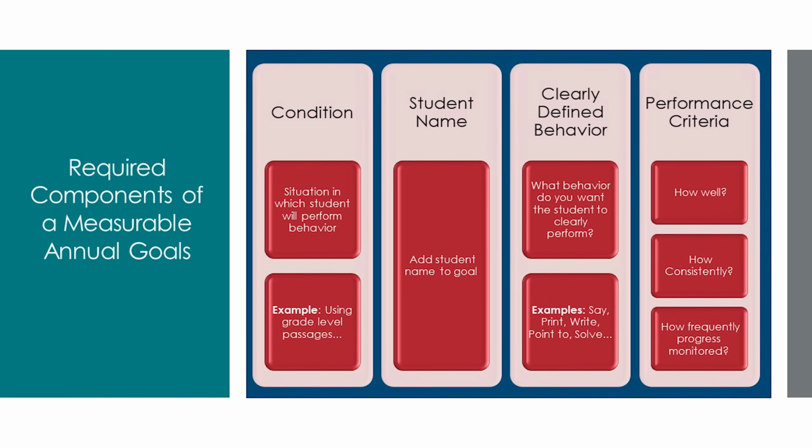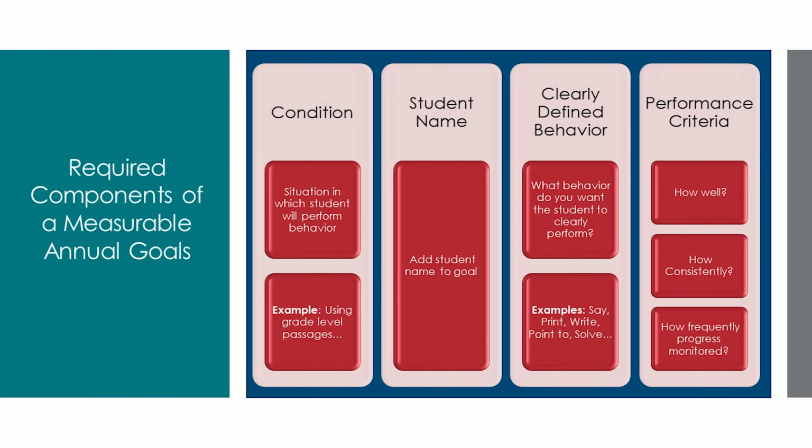Component 2 is the student name. This component is as straightforward as it gets. To satisfy this component, all that needs to be done is to make sure to include the student's first name in the goal. Always make sure you double check when entering the student's name. Even though this component is simple, it is just as simple to possibly make a mistake and enter the wrong student's name when creating the goal. Unfortunately, this is known to have occurred more than you would assume, so be sure to double check when finalizing the measurable annual goal.